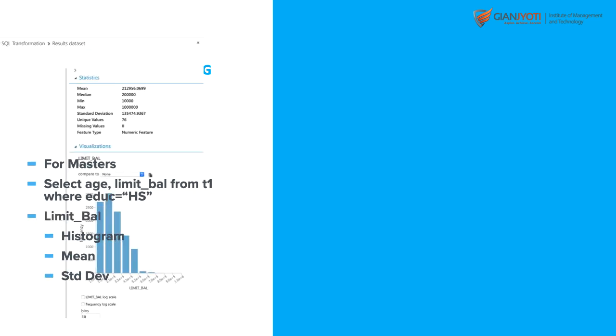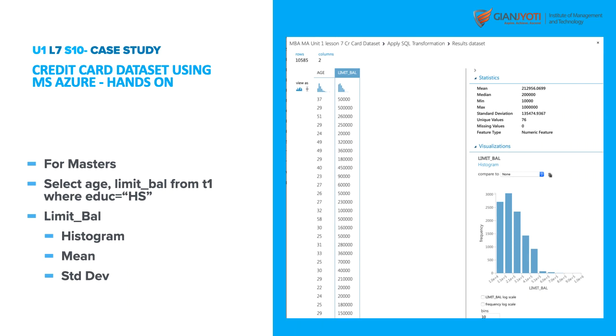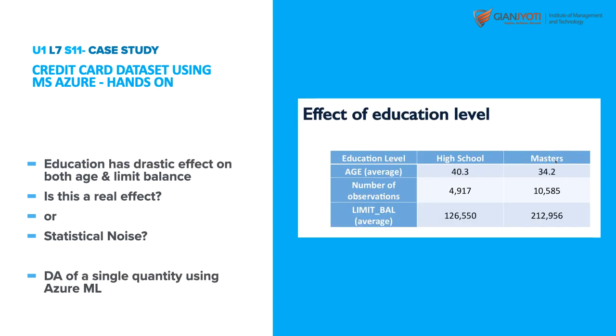Now when I look at the limit balance for the masters, it is asymmetric again. These are the details. You get the mean, the median, and so on. If I pick all the things and summarize, I would like to answer the effect of education level. If I talk of high school and masters, the average age for high school is 40, and the average age of the customers for masters is 34.